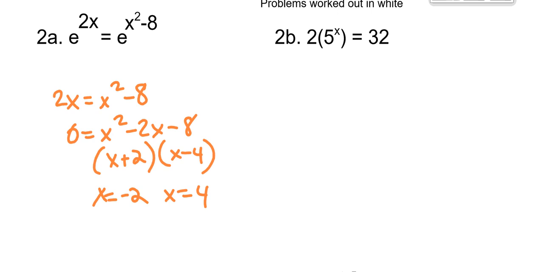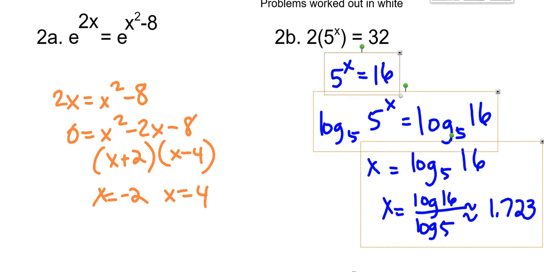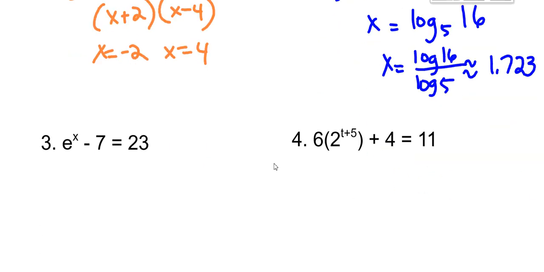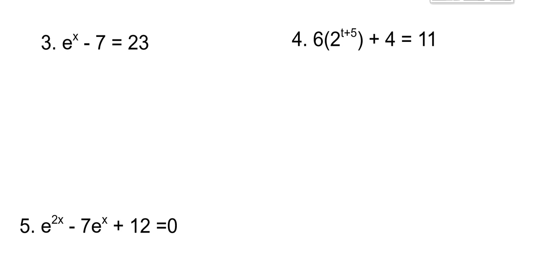Then on this next one, we get 5 to the x alone, first by dividing by 2, and then take the log base 5 of each side, and then we get x equals the log base 5 of 16, which is the log of 16 over the log of 5, or the ln of each, and approximately 1.723 for that one. Then let's look at these next two.